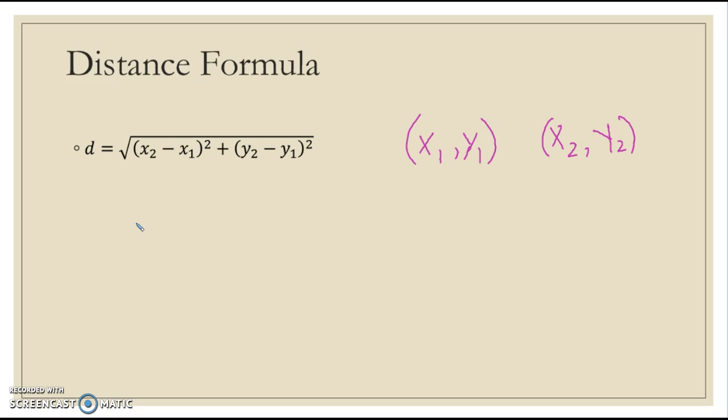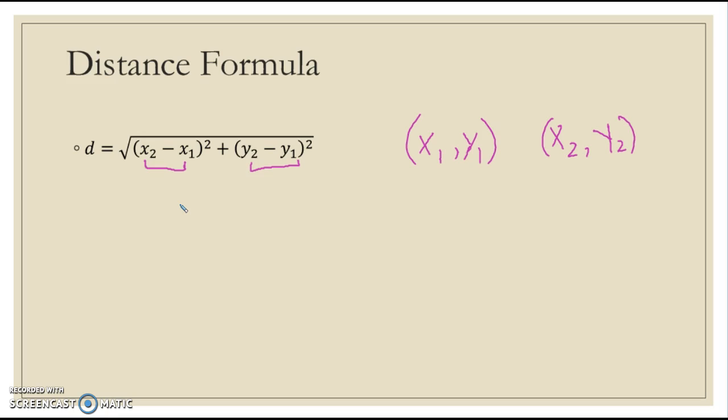A couple things to keep in mind. Order of operations says that we start with parentheses. So you always subtract these, and then you square them. Once you square them, then you add them together. And once you add, then you take the square root.